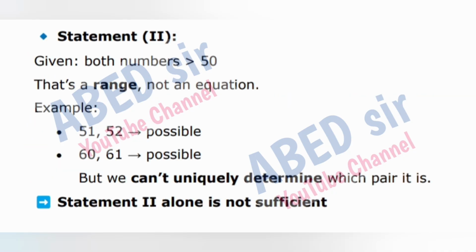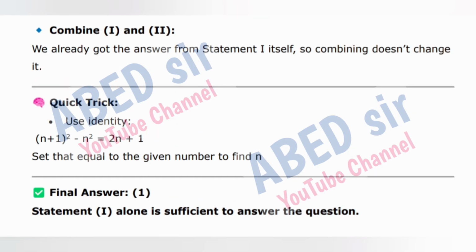Statement 2. Given both numbers are greater than 50. That's a range, not an equation. Example: 51, 52 possible. 60, 61 possible. But we can't uniquely determine which pair it is. Statement 2 alone is not sufficient. Combine 1 and 2. We already got the answer from statement 1 itself, so combining doesn't change it.